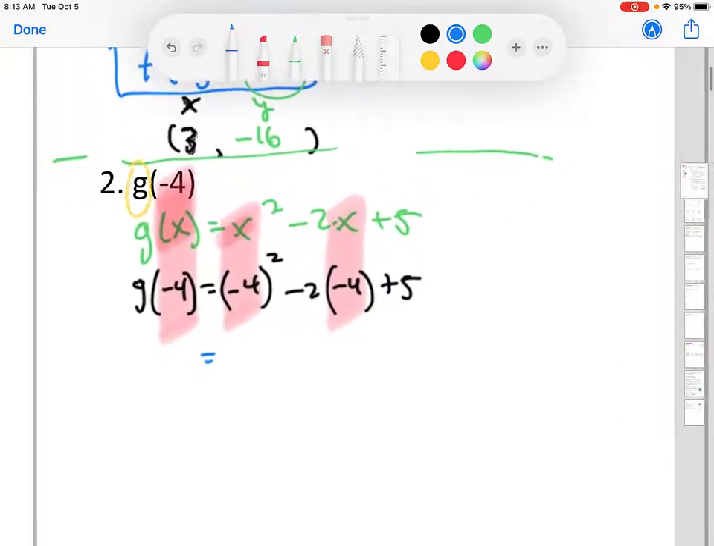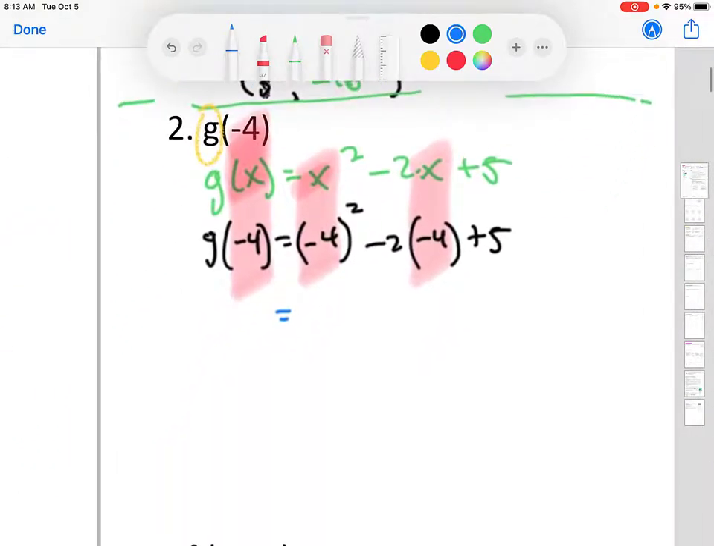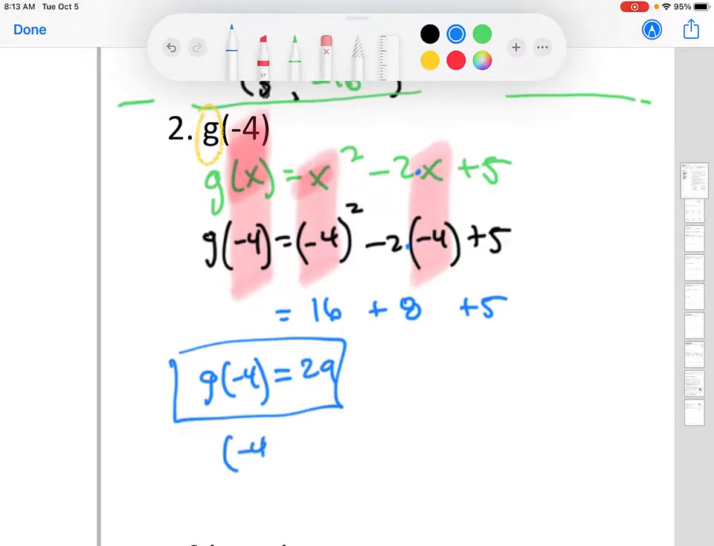Now we just need to simplify and use order of operations. So I'm going to use PEMDAS. I'm going to use the exponent first. And so negative 4 times negative 4 is positive 16. Remember, this is multiplication here, so that's negative 2 times negative 4 is positive 8, and that is 5. Remember, that does not read negative 2 minus 4. That would be incorrect. So if you just add all those up, 24 plus 5, I get 29. Remember, the ordered pair would just be negative 4 comma 29.